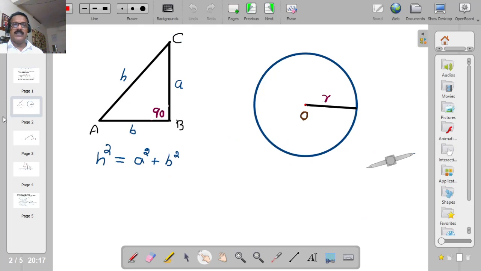Next we will be studying two theorems that we have studied in the previous classes. For a right-angled triangle, see, ABC is a right-angled triangle, right-angled at the point B. Its altitude is equal to A, base equal to B, and hypotenuse is equal to H. Then the square of the hypotenuse is equal to the square of the altitude plus the square of the base.